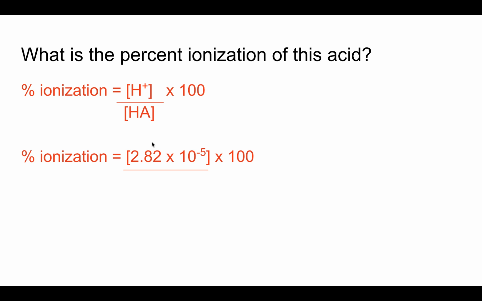So we're going to plug in our value for hydrogen that we found by taking 10 to the negative pH. And then our acid concentration was given to us. And when we do our math, it's a super small value, percent ionization of 0.011%. So again, super weak acid, I would expect that value to be pretty low.